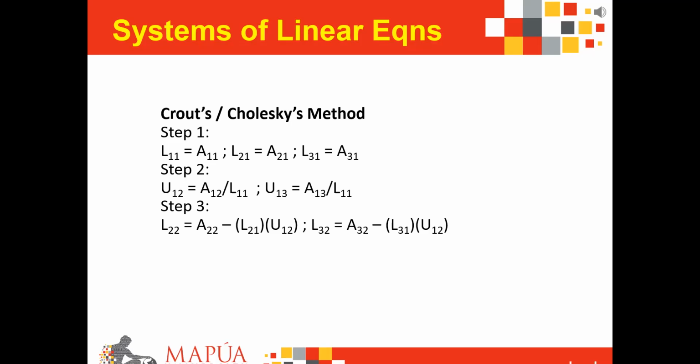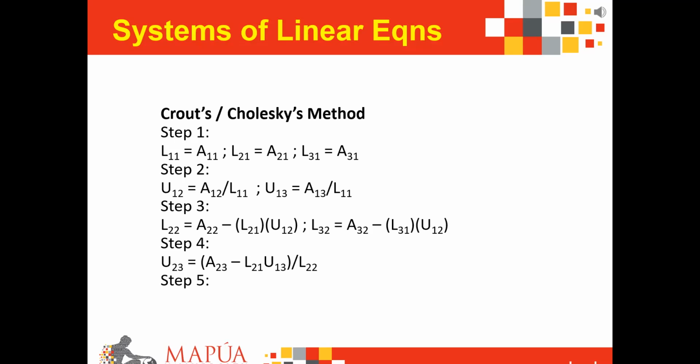Based on the formula, using matrix multiplication, your L22 element is simply equivalent to the element A22 subtracted with your element L21 multiplied with your element U12, while element L32 is simply your given matrix element A32 minus element L31 multiplied with U12. For step 4, we simply evaluate for element U23, which is equivalent to the given matrix element A23 minus L21 multiplied with U13, divided by L22.